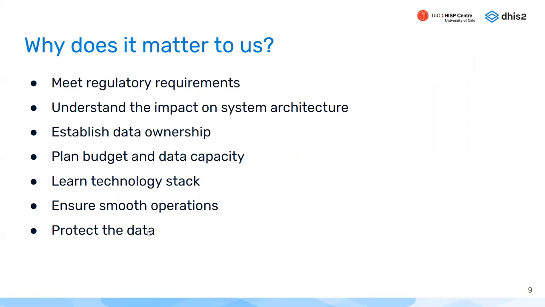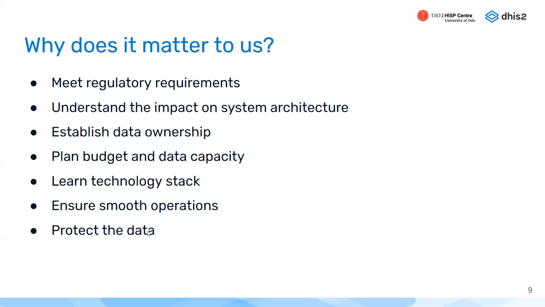We need to plan the technology stack depending on what solutions we have and understand what kind of capacity we need. And we need to ensure smooth operations to keep the data quality at the desired or required level. And finally, we need to protect the data. These components are maybe not the full list, but quite a big impact list of things that we need to consider while implementing our systems or while thinking about data governance.